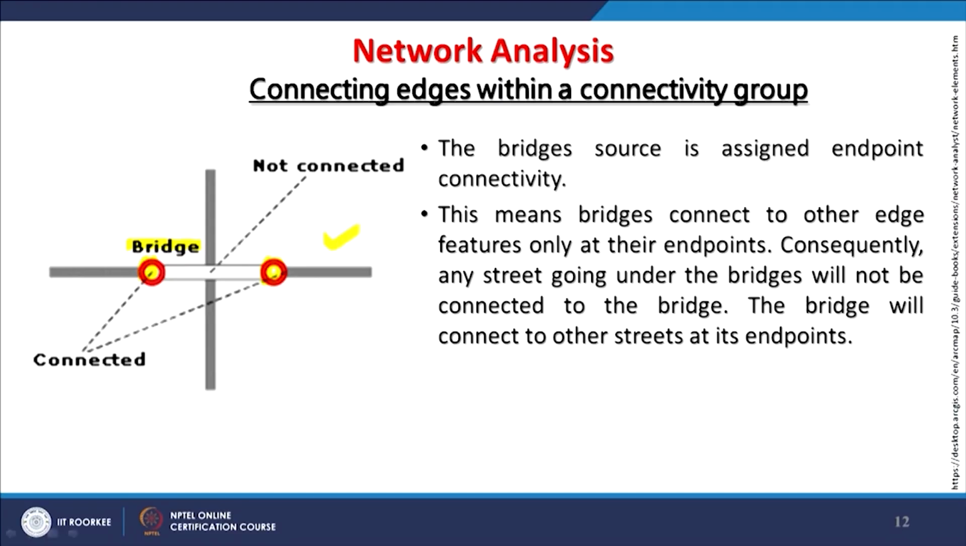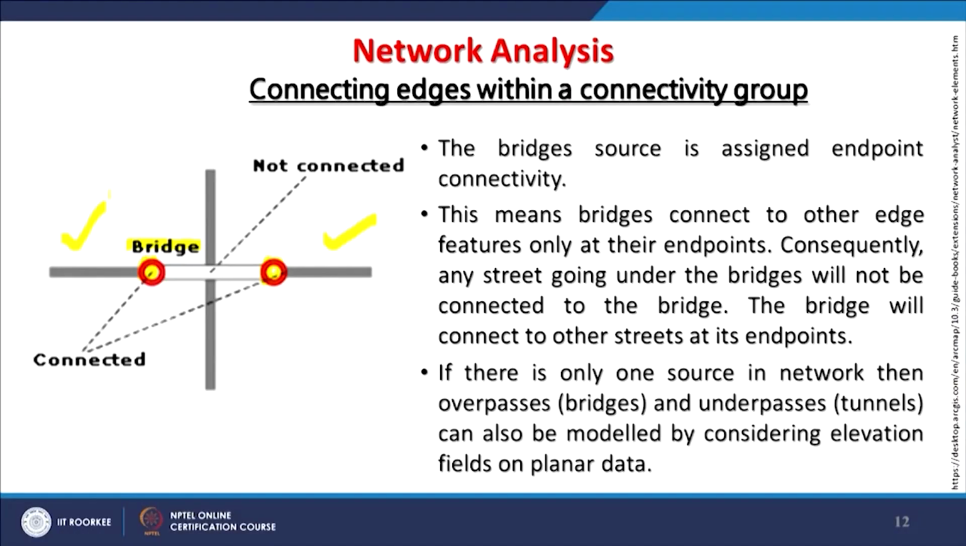So, there is one edge feature here, another edge feature here, and other edge features. Consequently, any street going under the bridge will not be connected to the bridge, and the bridge will connect to other streets at its endpoint. So then the network is incomplete, and if that kind of error is there, obviously any kind of modeling or management will not be possible. So, development of an accurate network database is of prime importance in network analysis.